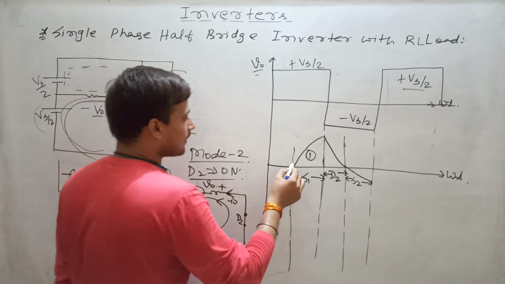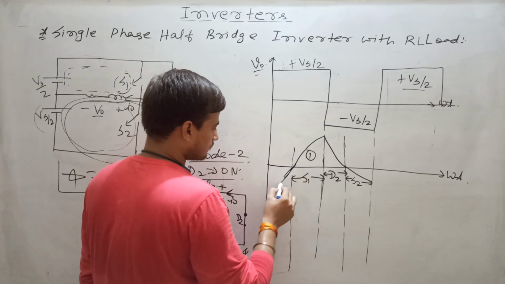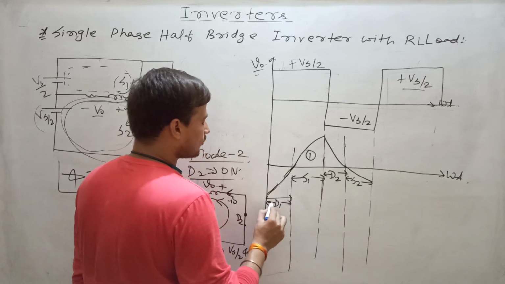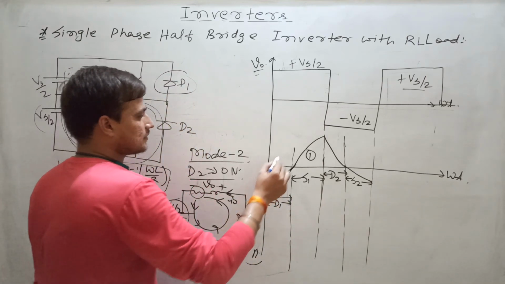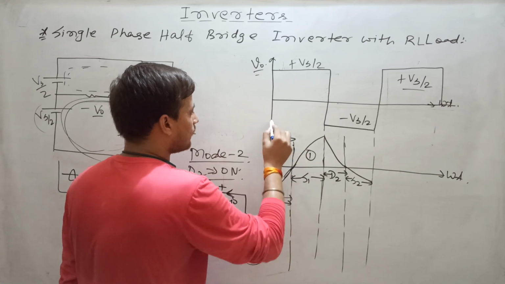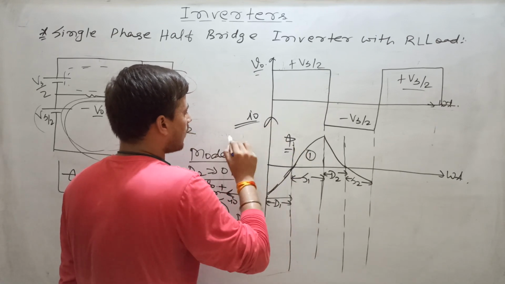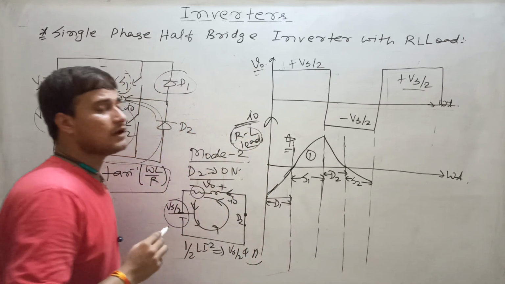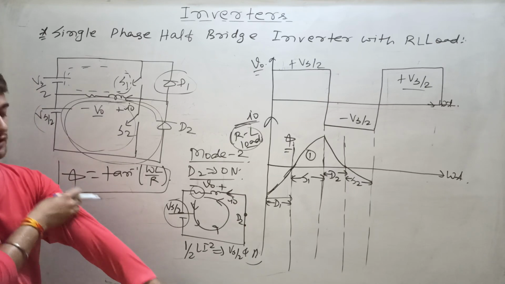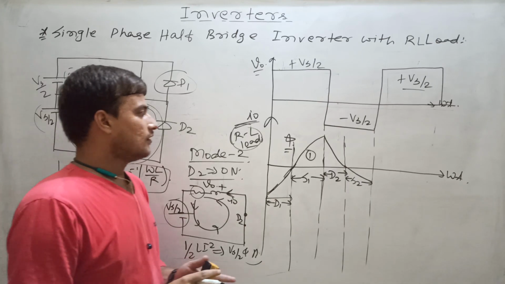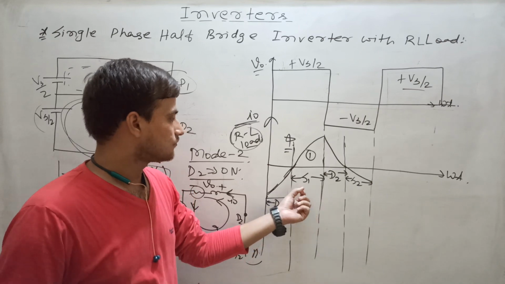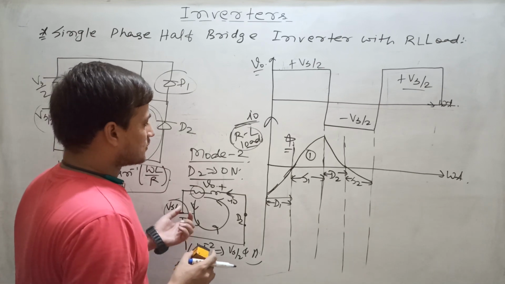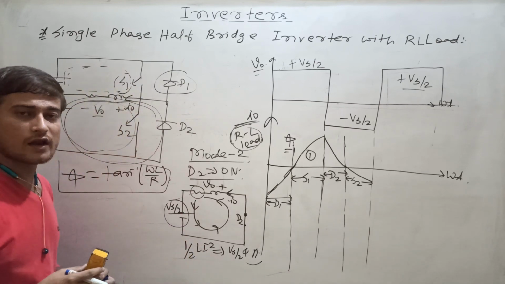So now here I am writing like this. Up to this D1 was conducting. This is the phase angle of lag phi. I am writing this I0 for RL load. Clear? This waveform is clear to you or not? Clear? So now suppose you have to write the expression for current.